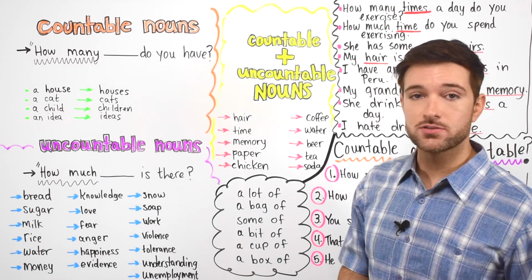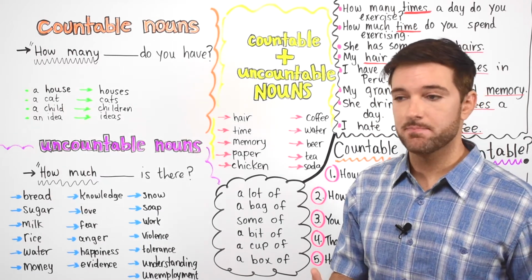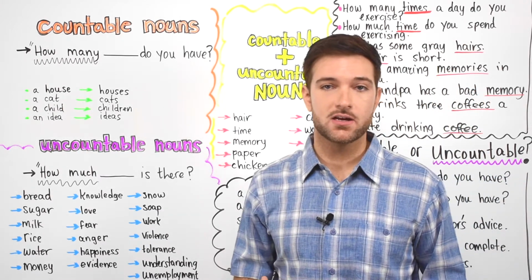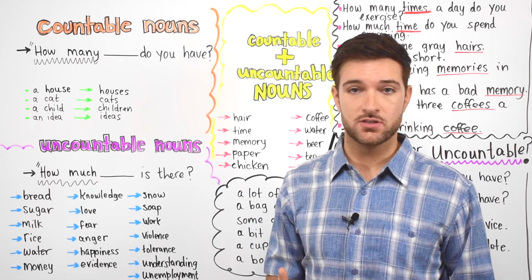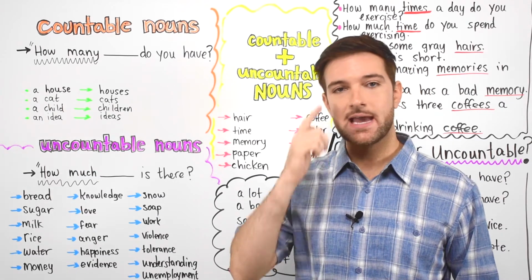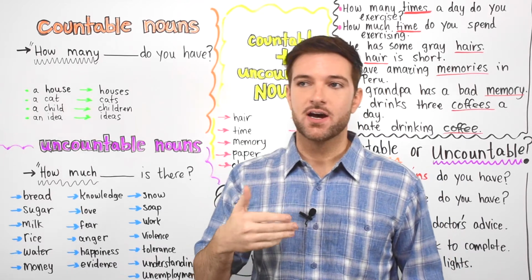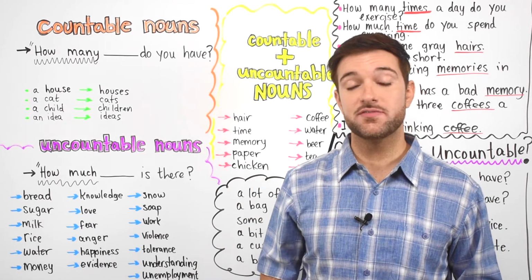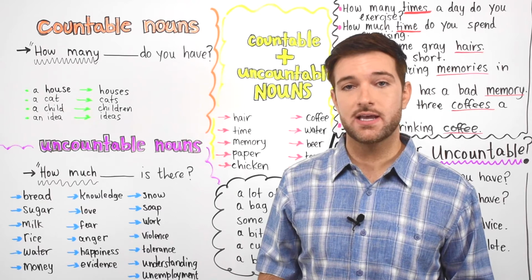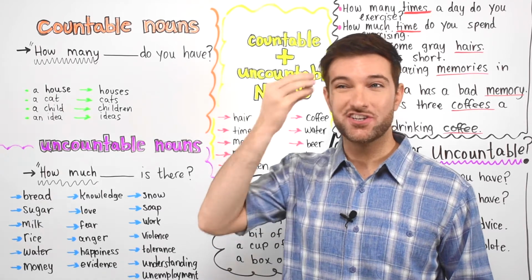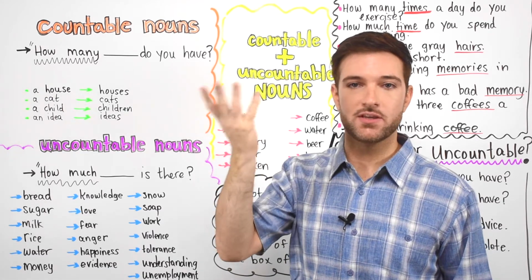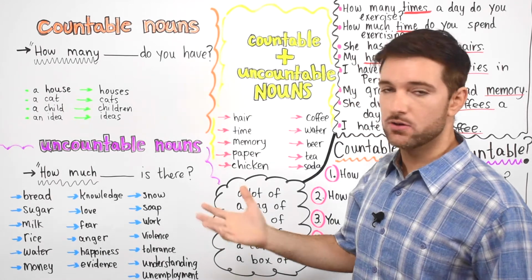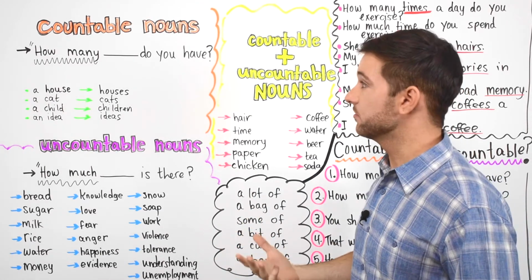Alright guys, first I want to begin by saying that both countable and uncountable nouns have different usages. Generally speaking, countable nouns are used when a speaker wants to refer to a specific item, whereas uncountable nouns are used to express just a general sort of idea that you have. Okay, let's go ahead and take a look at countable nouns first, okay?